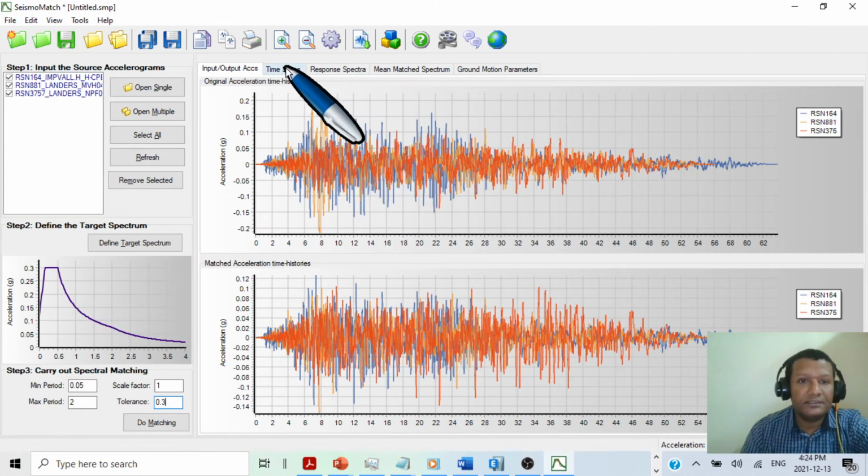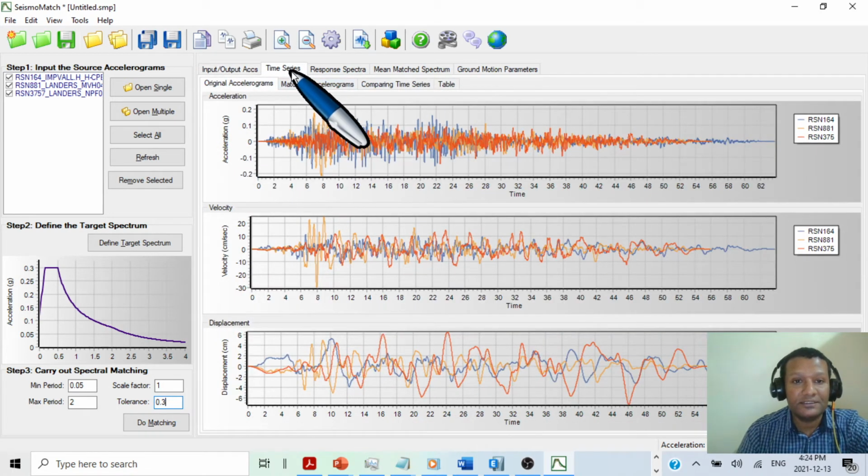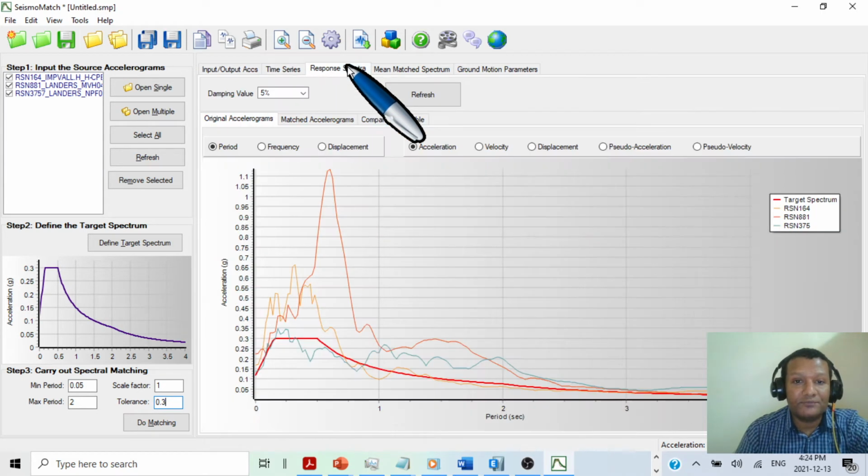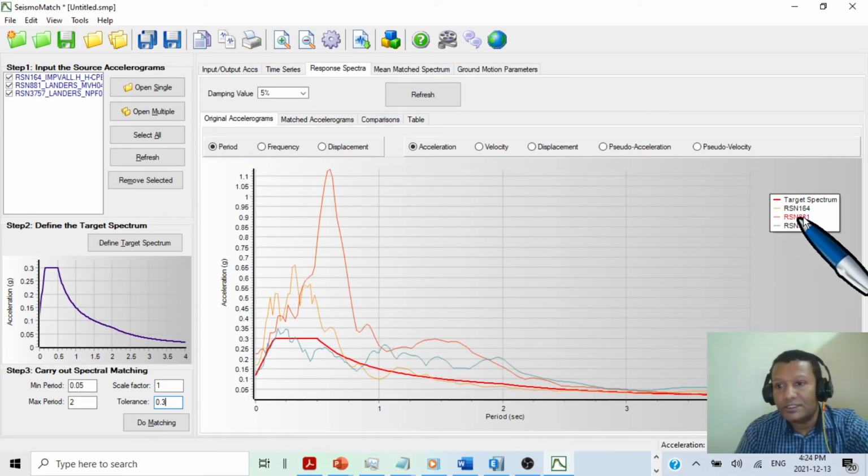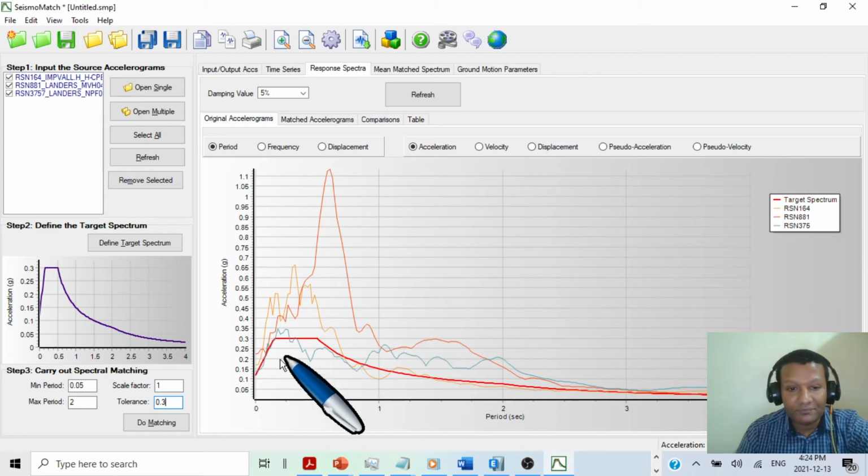Then after this, this is the matched one, the time series. This is the original accelerogram. Then this is the response spectra. We will come. As you can see, this is the target spectrum, the red one. Then RSN 164, RSN 375, you see. This is a match. So this one, for example, is down.